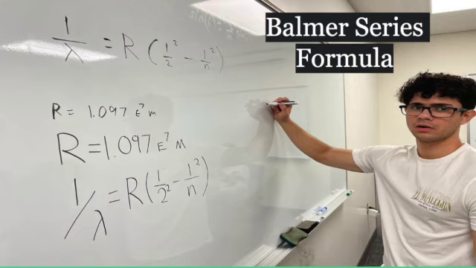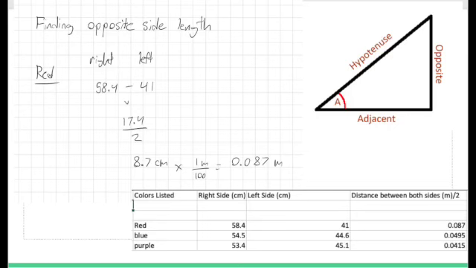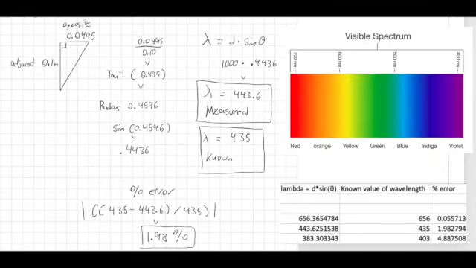So now we're going to talk about our blue color wavelength calculation. Over here, these are all our calculations to find this number. Eventually we got the measured value of 443.6 nanometers for our blue wavelength, compared to our known value, which was 435. Our percent error for this was around 1.98%, which was very close to the expected.